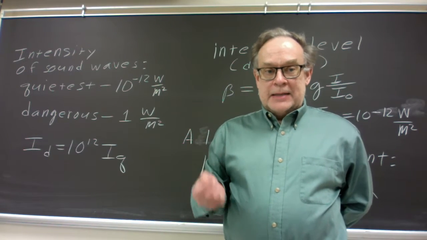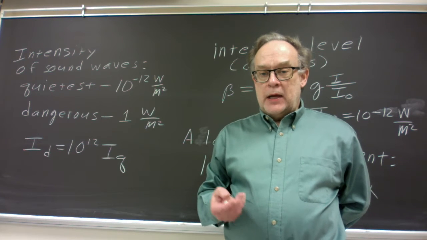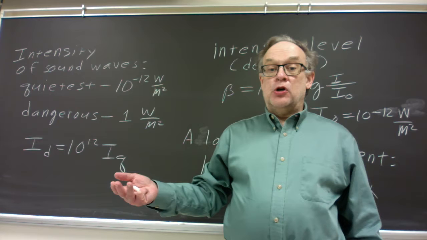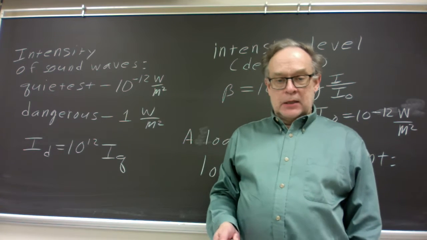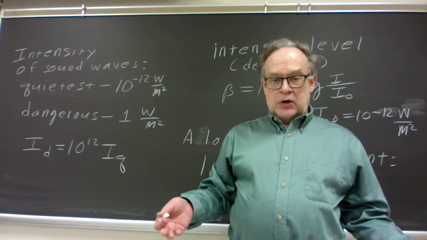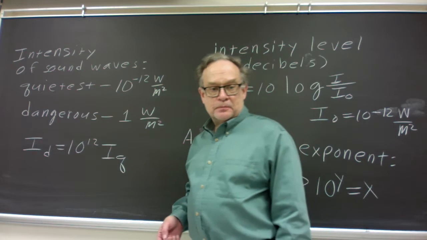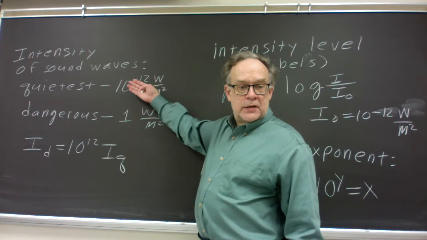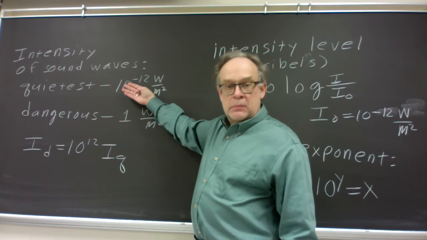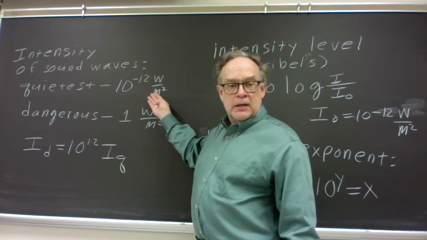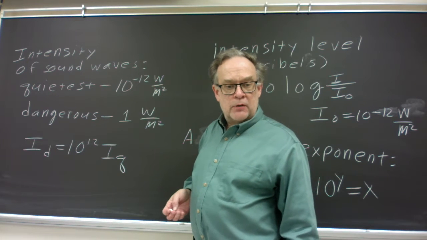When we're using intensity to quantify the amount of energy in a wave, we come up with a huge range of possible intensities. This goes for sound waves and many other types of waves as well. As you've seen in the book, the quietest sound that can be heard by human ears functioning about as well as human ears could function is a tiny number, 10 to the minus 12 watts per square meter.